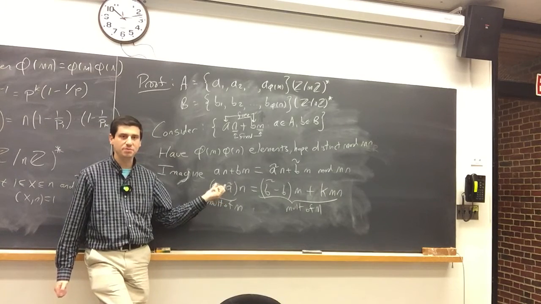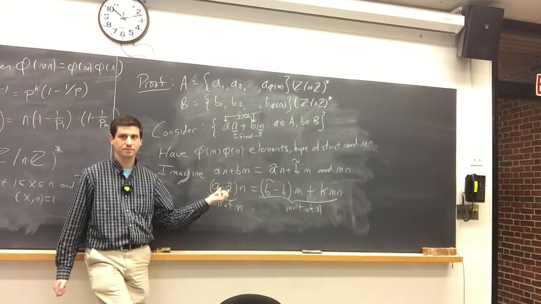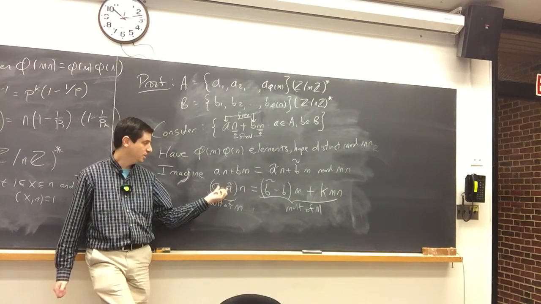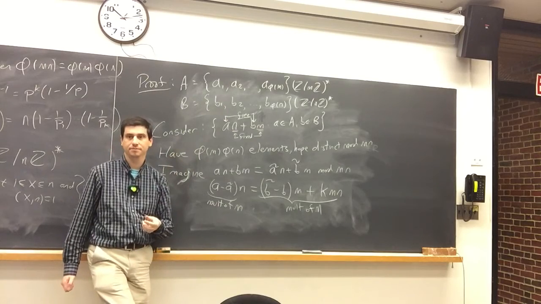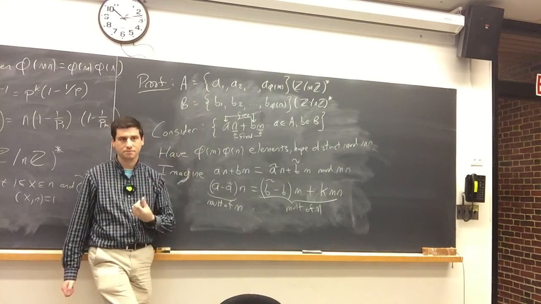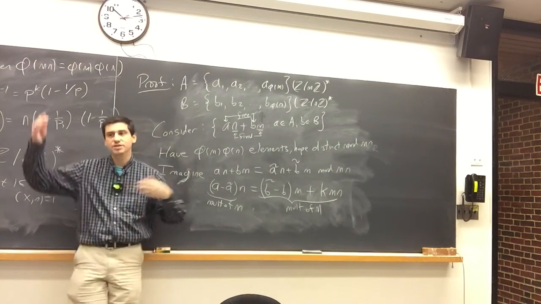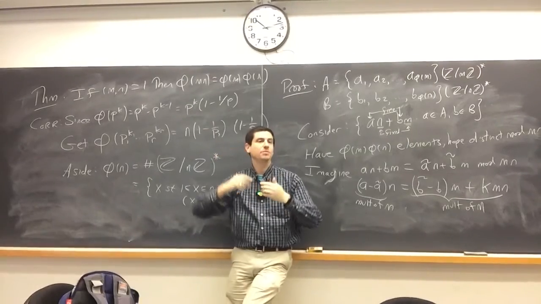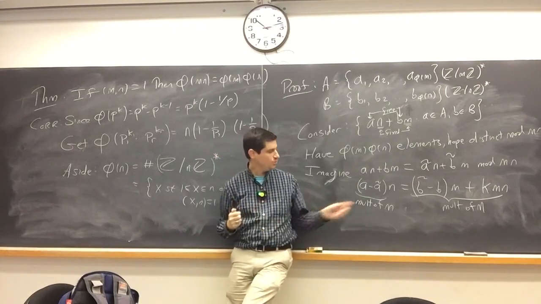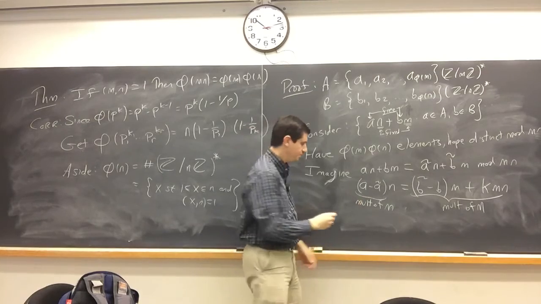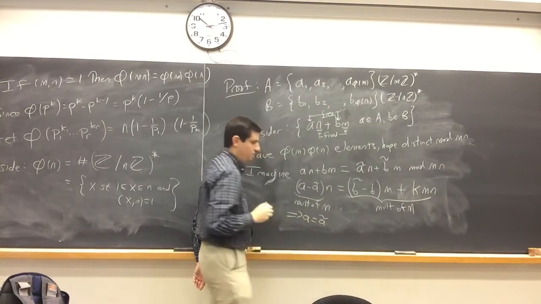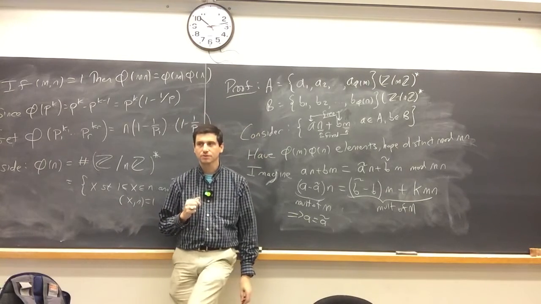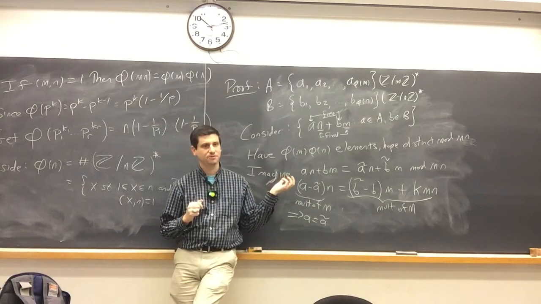What's the only way this can be a multiple of m? It's got to be 0. Because a and a tilde go between 1 and m, and we know it's not going to be m. Well, if it was m and 1, that difference would be m minus 1. It would not be a multiple. So the only way it can work is if a equals a tilde. We're happy that a equals a tilde.